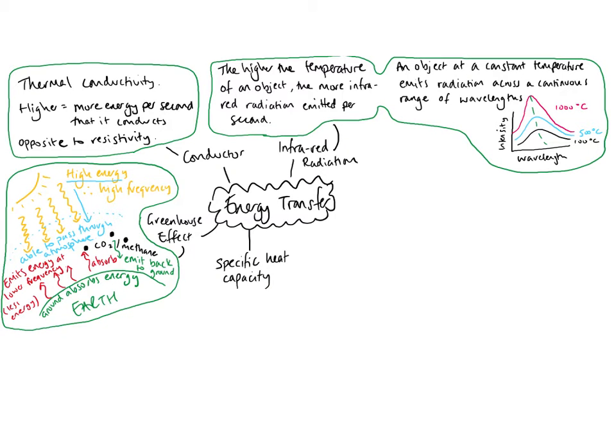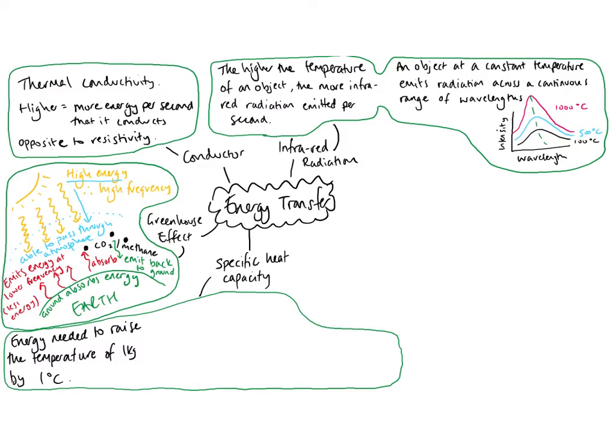Onto the specific heat capacity practical. Firstly, the definition, and it's the energy needed to raise the temperature of 1 kilogram by 1 degree Celsius. So something like water has a really high specific heat capacity, so to heat it up by 1 degree Celsius, you need about 4,200 joules of energy to do so. Then, of course, there's an equation, and it's energy equals the mass times the specific heat capacity times the temperature change. As ever, energy is measured in joules, mass in kilograms.